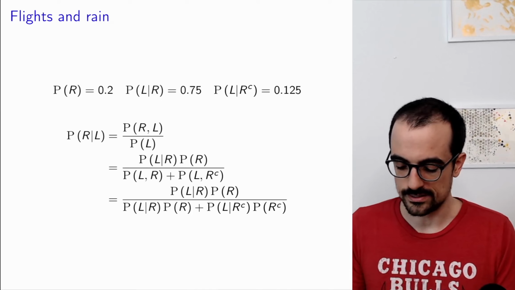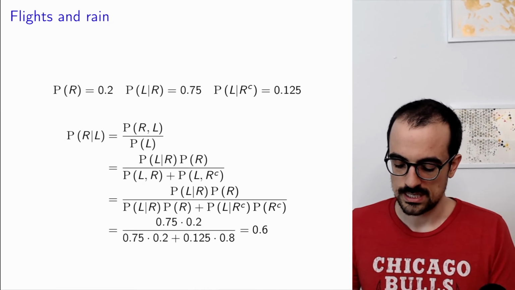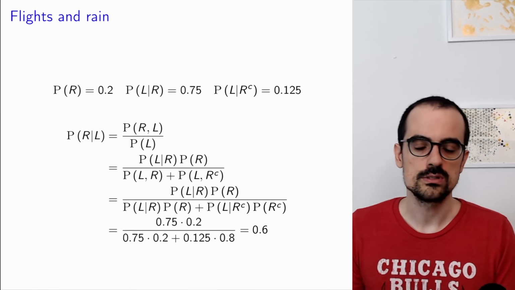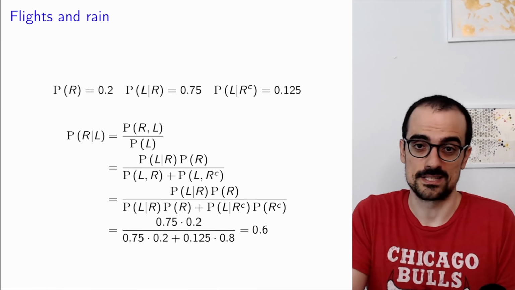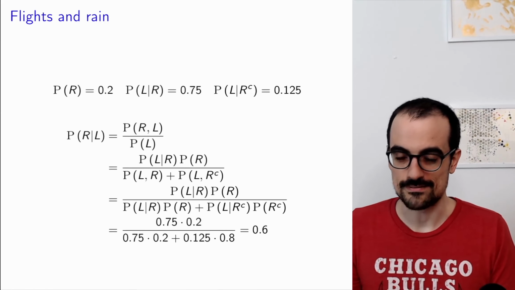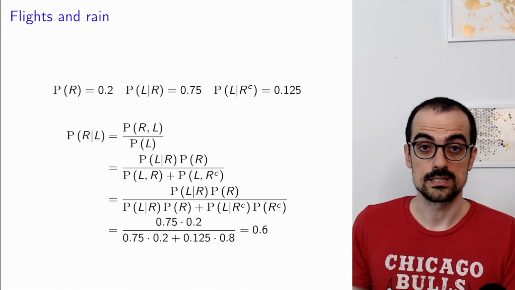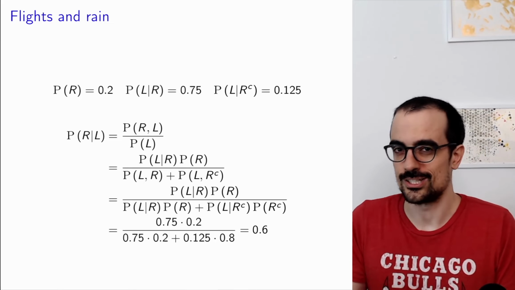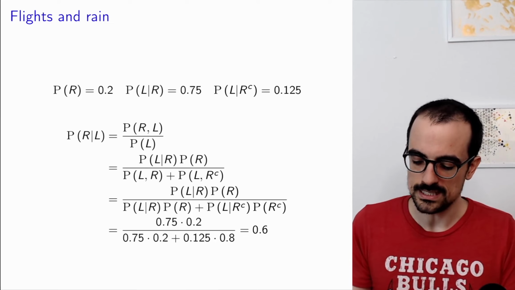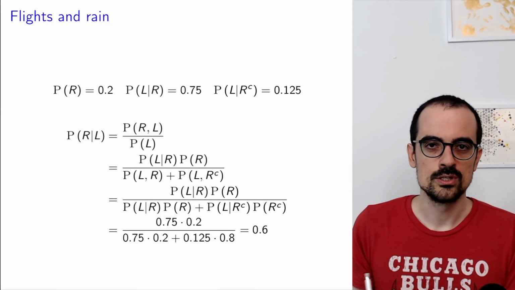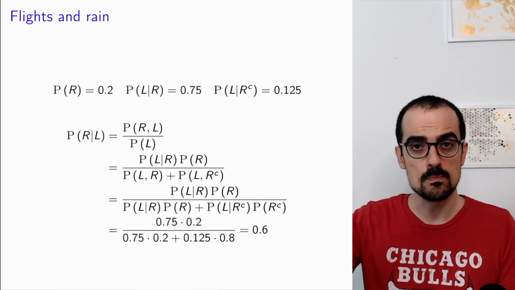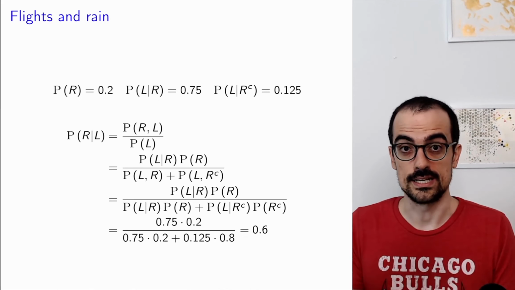So now we plug in all this information. Again, I recommend that you do this on your own and check the numbers, and maybe sometimes I will have made a mistake and you can laugh at me. The probability that it rained if the flight was late is 0.6, which is not immediately obvious when you look at the other probabilities. Bayes' rule allows you to combine all of this information in a sound way.